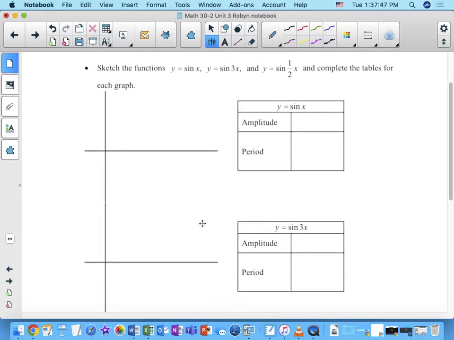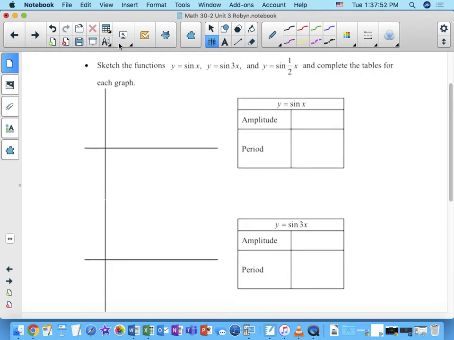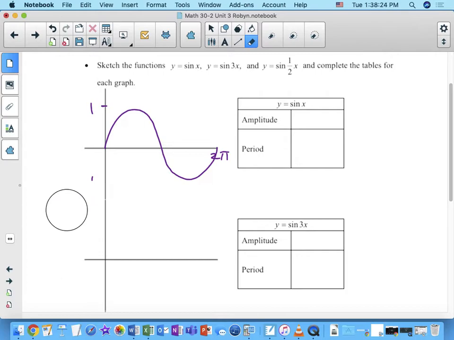We're going to do these one at a time. We've already actually done y equals sine x, so let's just redo that one. y equals sine x, we know 1, negative 1. That's a little bit low, but whatever. And the period is 2 pi.